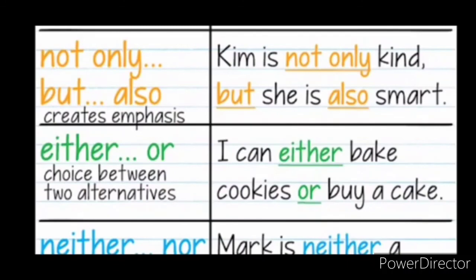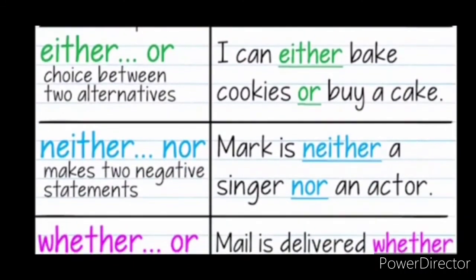So this is the correlative conjunction either or, to show the choice between two alternatives. Two options are there, either baking cookies or buying a cake. I can either bake cookies or buy a cake. That's all. Next, move on to neither nor.